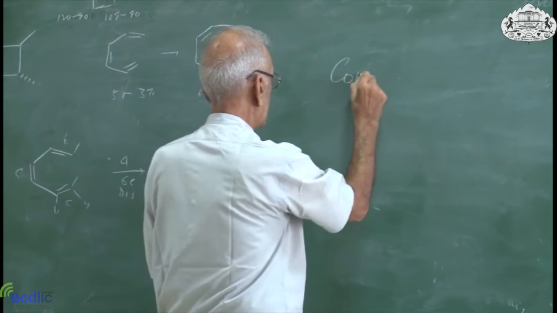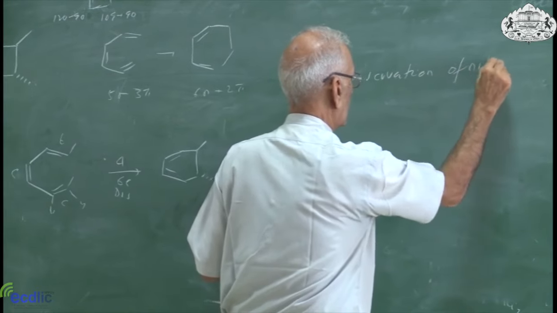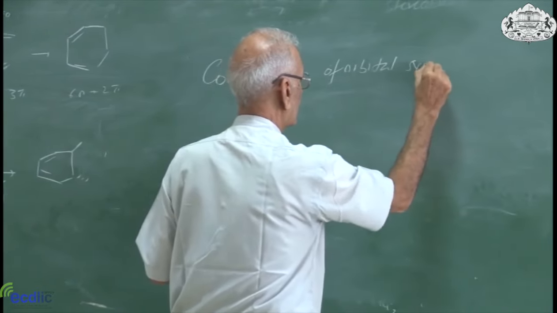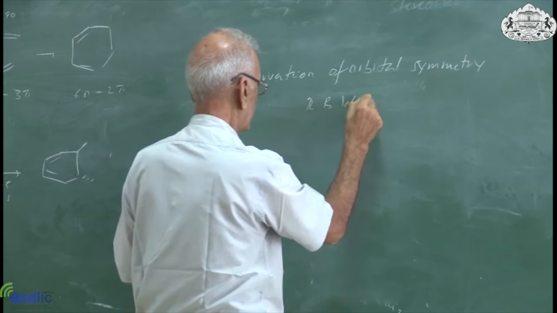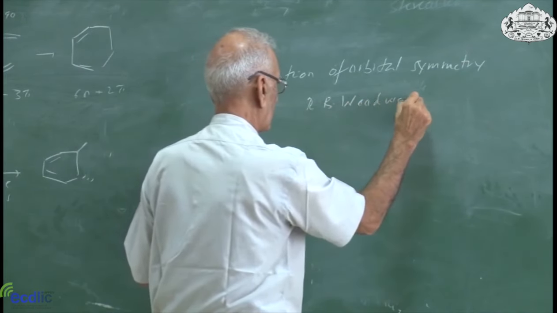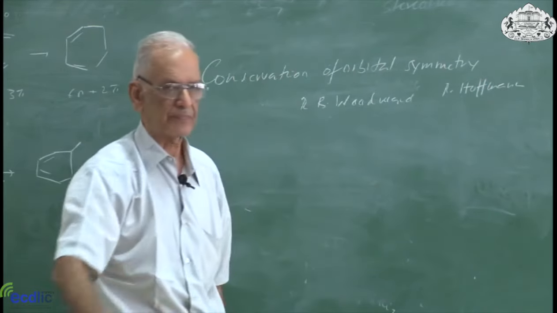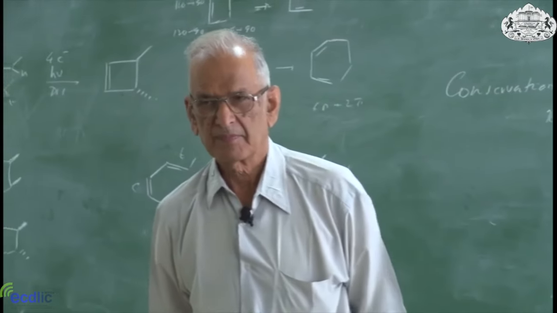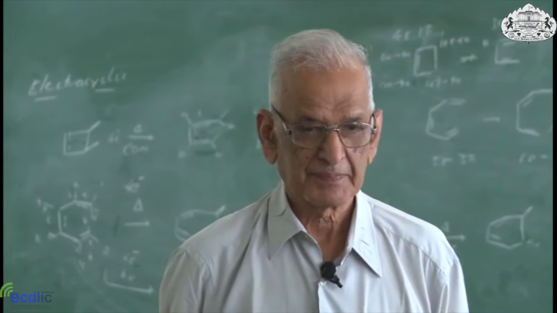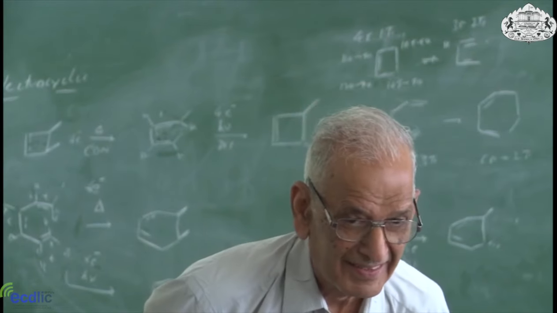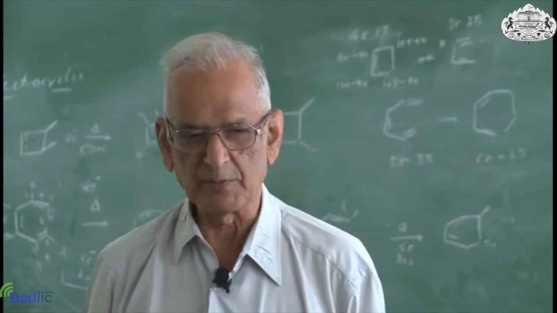What are the books you can see? Conservation of orbital symmetry. R.B. Woodward, Roald Hoffman. Where have you heard this name Woodward apart from today? Yes? Calculation of lambda max. Okay. Very famous Woodward rules.